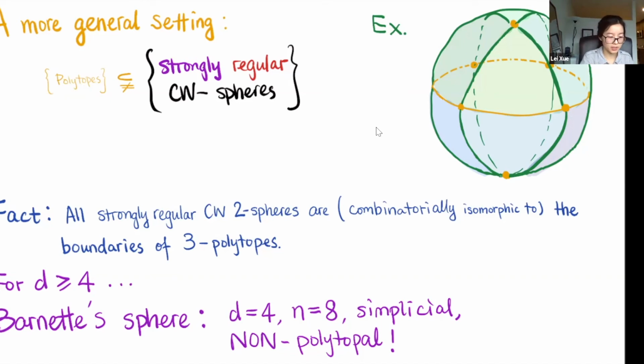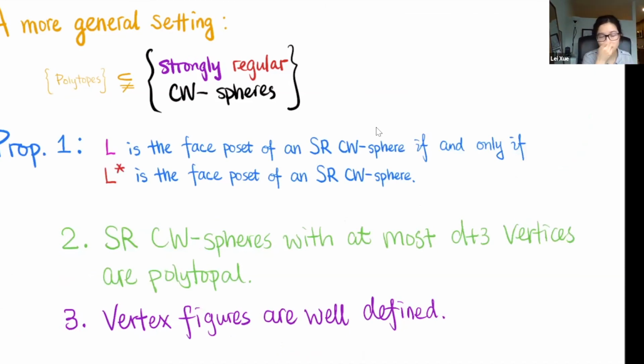And that's important because in order to generalize our proof to this more general setting, one of the nice properties we're using is property 2 here. Let's change the order and look at property 2. If we only have at most D plus 3 vertices, then they're still polytopal, which is quite nice for us because in our proof for the equality case, remember, we have exactly D plus 2 vertices. So we can still go back to our polytopal world because of this nice proposition.